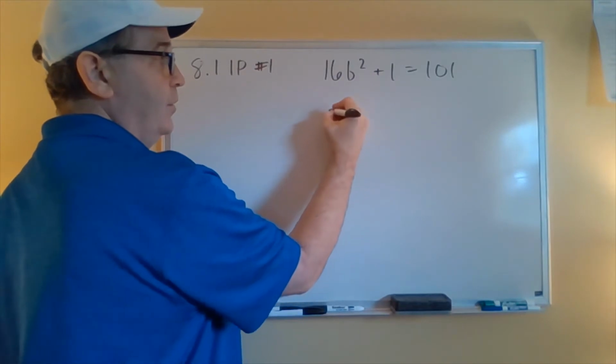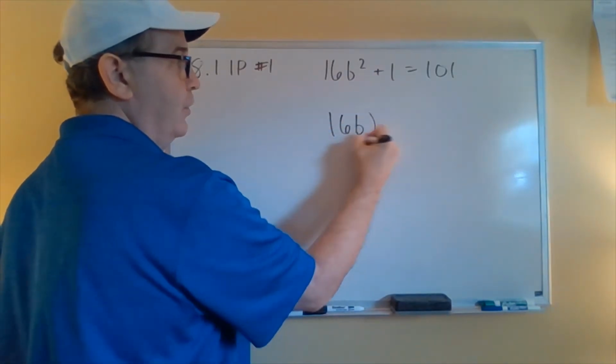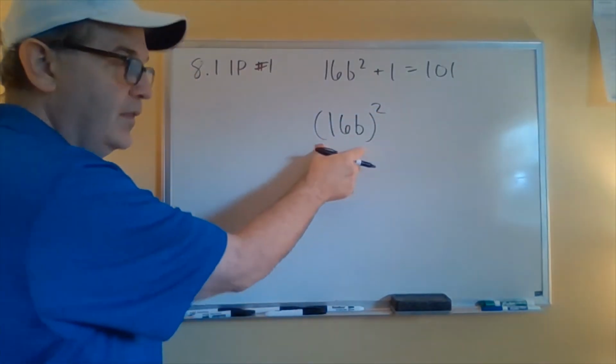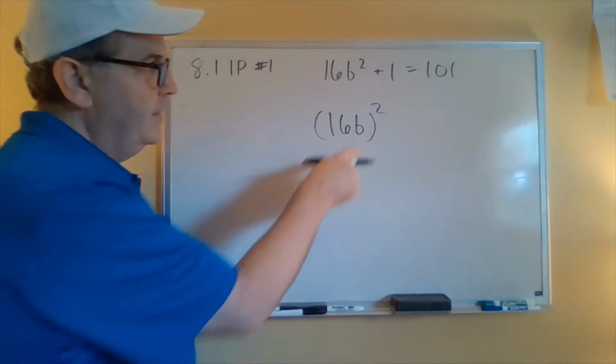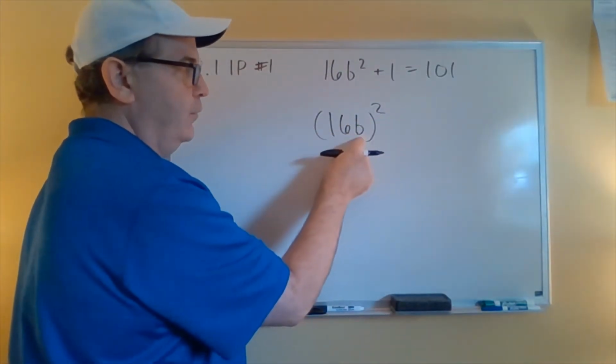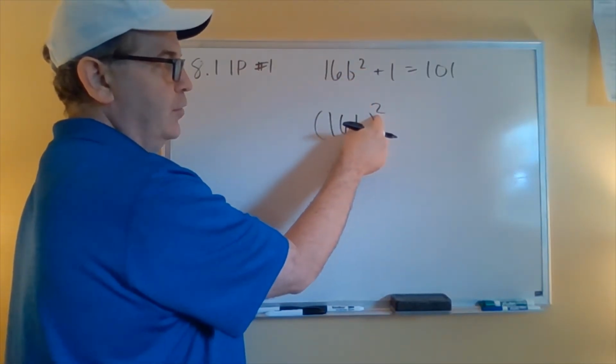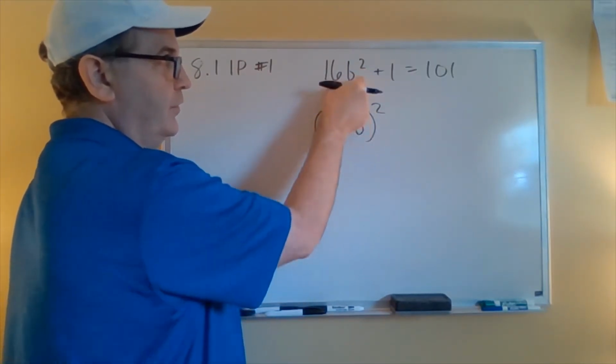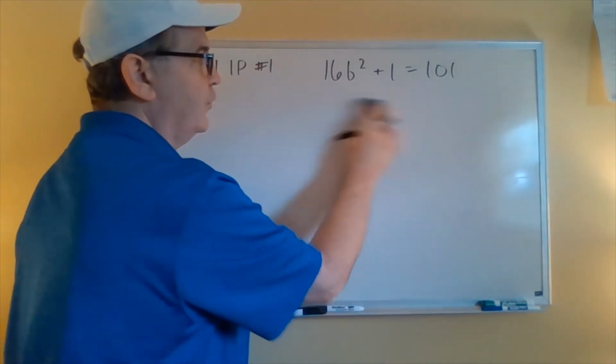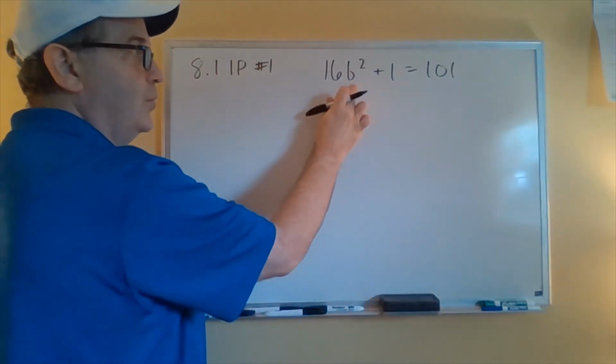It would be 16b squared if that 16b were in parentheses. Then this would be our squared component. This exponent only goes with directly what's to its left. So here it belongs just to the b. Here it belongs to the parentheses. So our squared component is actually just b squared.